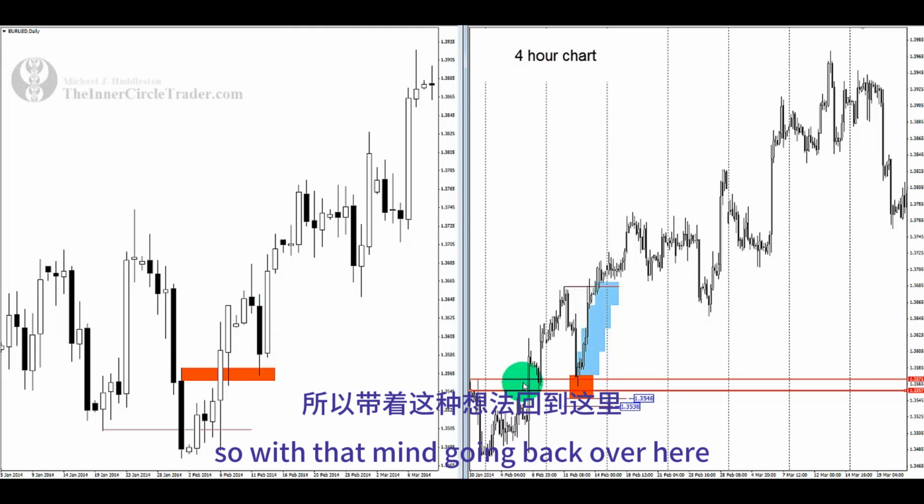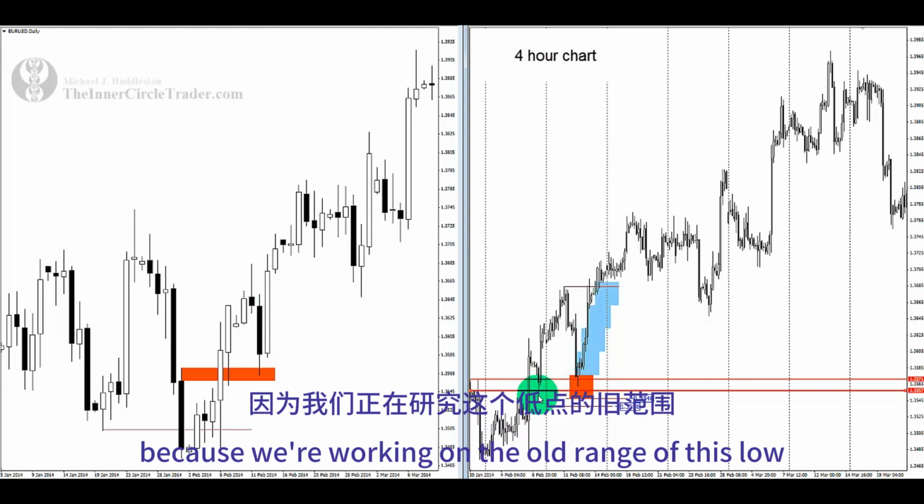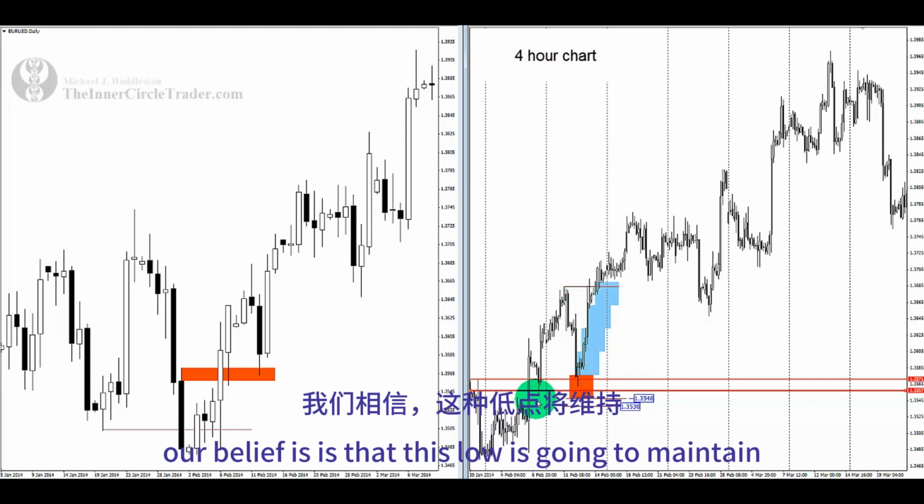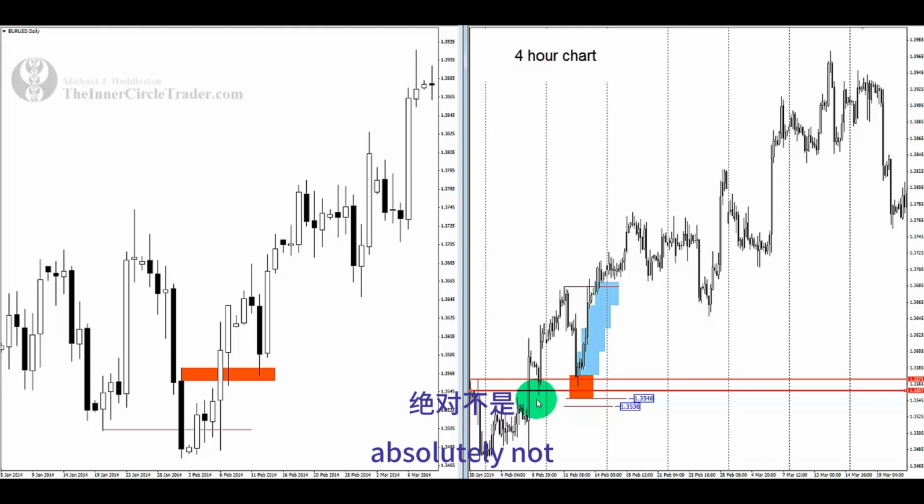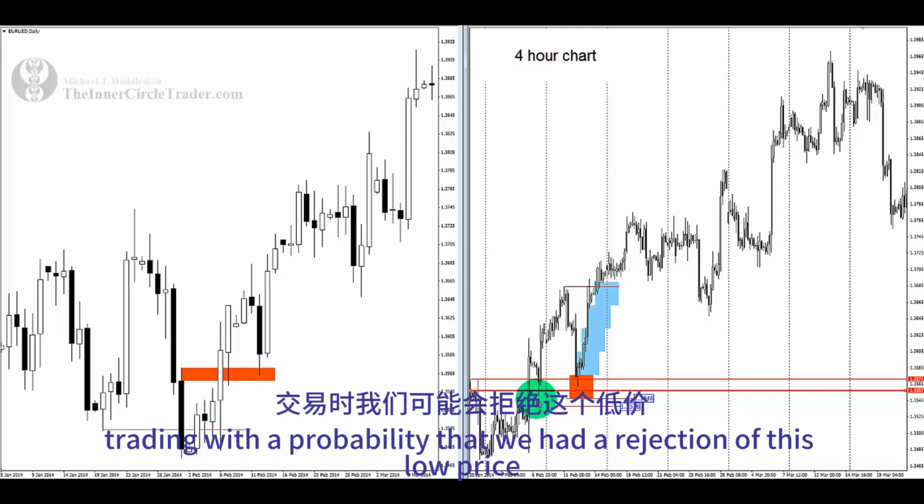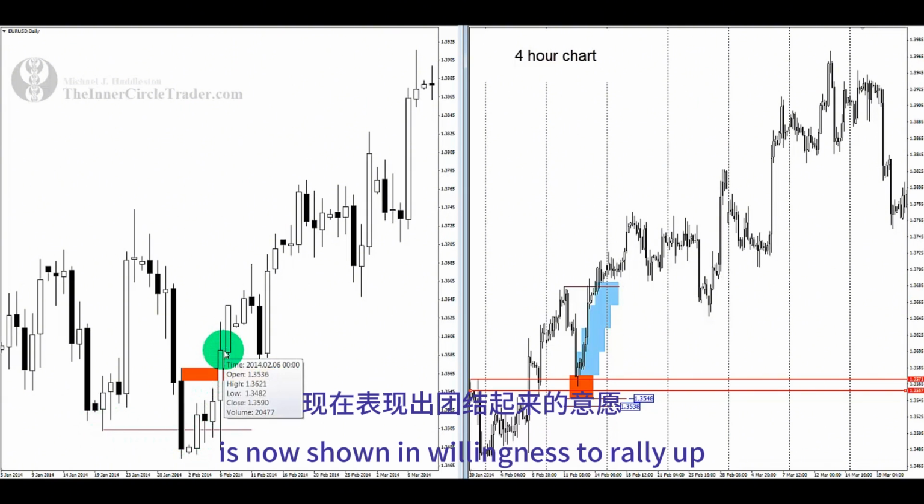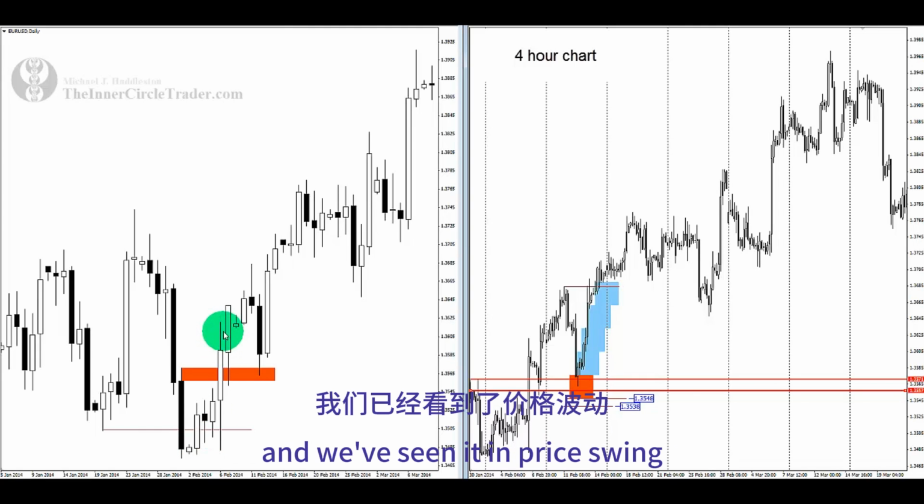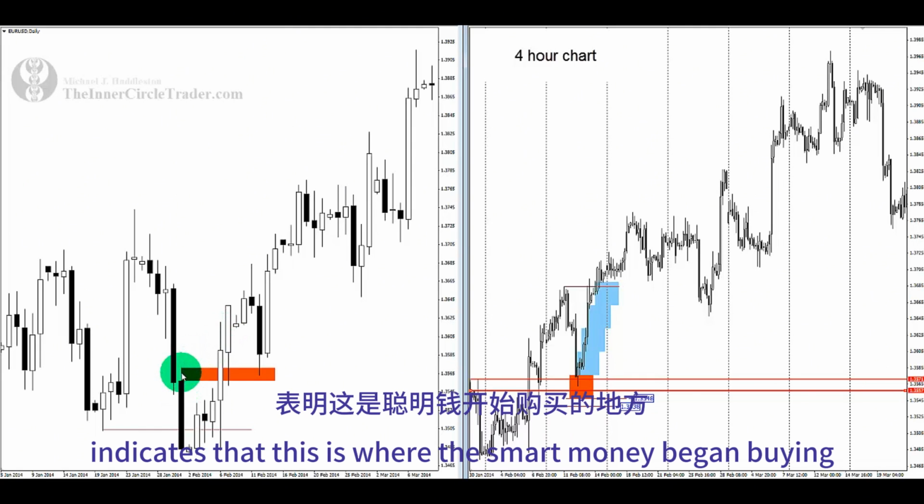So with that in mind, going back over here, because we're working in the old range of this low to the new high here, when price trades back down, our belief is that this low is going to maintain. Now, do we know for certain it's going to happen? Absolutely not. But because we're trading with a probability that we had a rejection of this low, price is now showing a willingness to rally up. The down move prior to the up move that we've seen in the price swing indicates that this is where the smart money began buying.